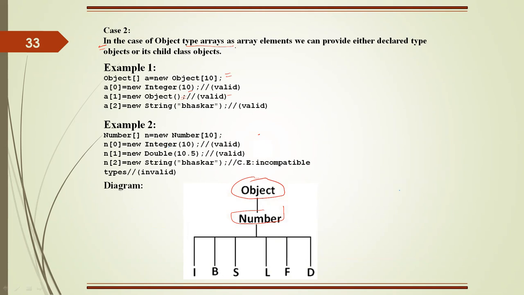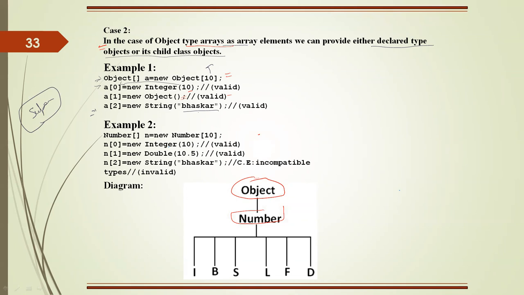In the case of an object type array, as an array element we can provide either the declared type object or its child class. So Object[] A equals new Object of size 10, then A of 0 is 10 and so on; initializing the elements like this is valid. Here you can see A of 2 is new String Vaskar, because array is an object and Object is the superclass in Java, so you can initialize anything inside the array. That's why it takes a string and all these things. It's declared as an Object.